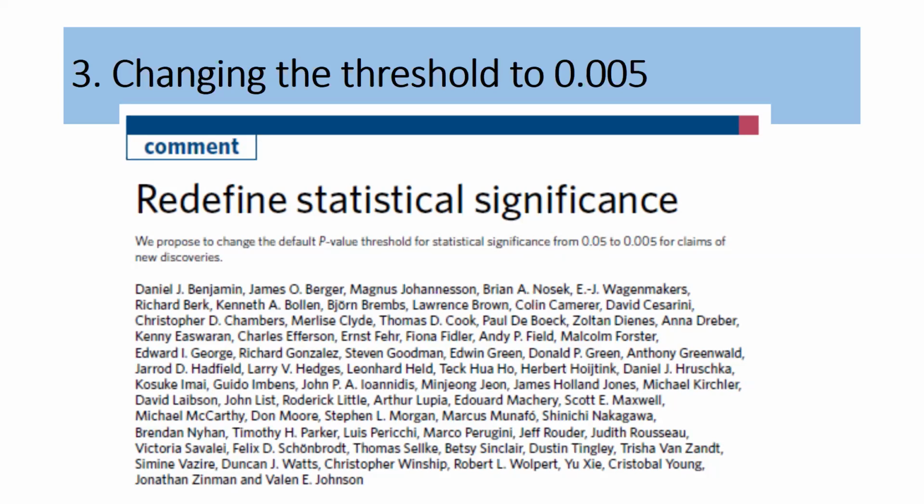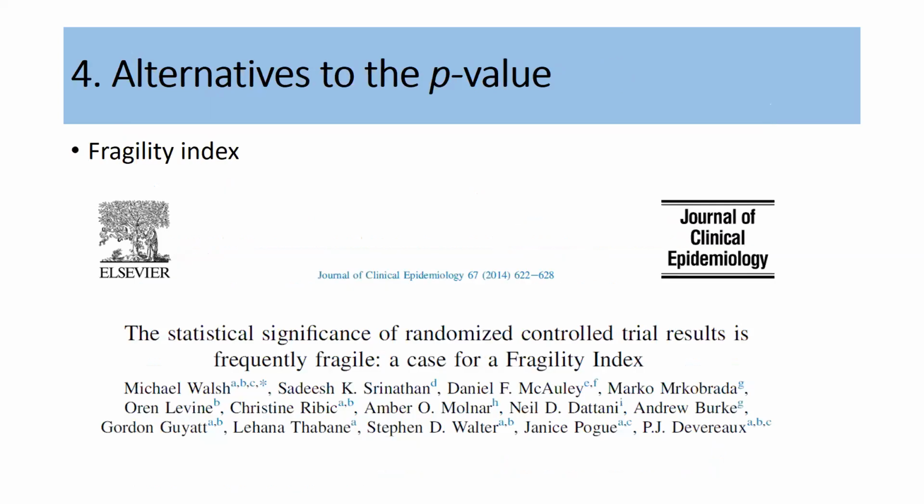The fourth solution is that there are various other metrics that we can calculate as well as the p-value or instead of the p-value. One of them is the fragility index, and this is a measure of trial fragility. It's mainly calculated in clinical trials where the outcome is a binary event. The fragility index is the smallest number of events required to change statistically significant results to non-statistically significant results. The smaller the number, the more fragile the trial's results.